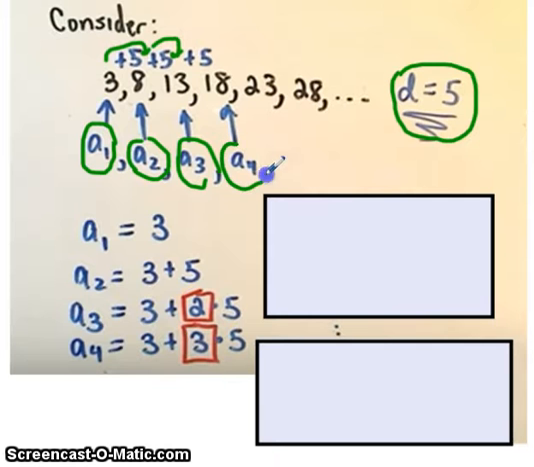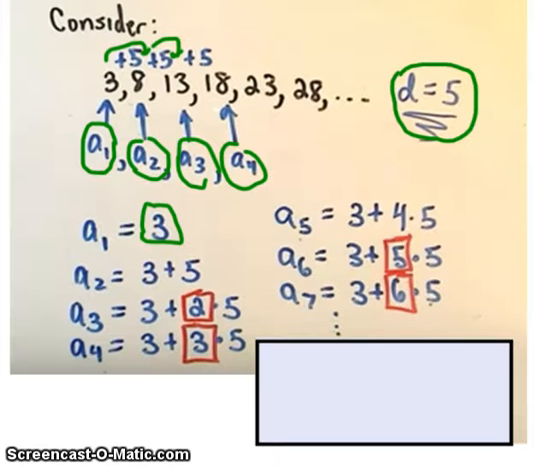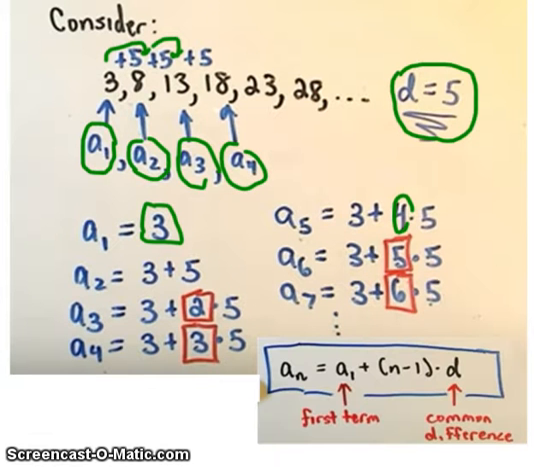And the fourth term would be the first term, which was 3, and we're adding 1, 2, 3 5s. So to get the fourth term, we're adding 3 5s. You can see a pattern developing here. The fifth term is found by taking the first term and adding 4 5s. And the sixth term would be 5 5s added on. Well, this pattern leads us to a formula, and the formula goes something like this.